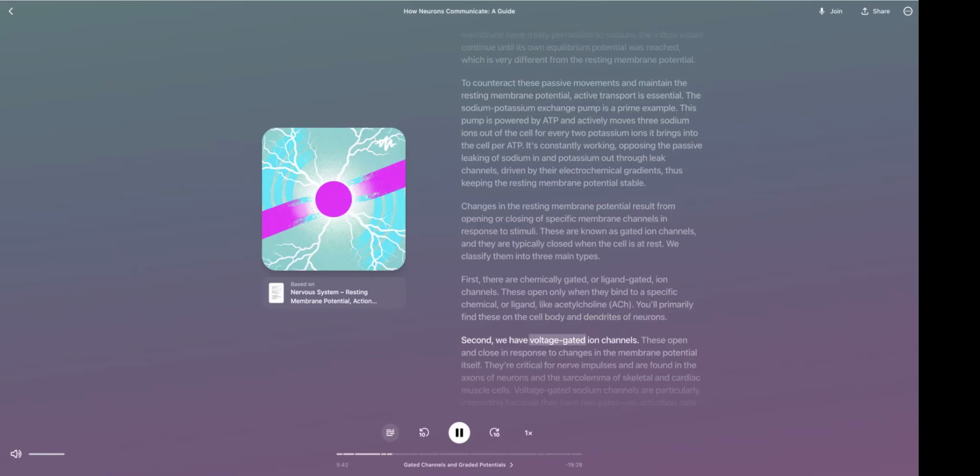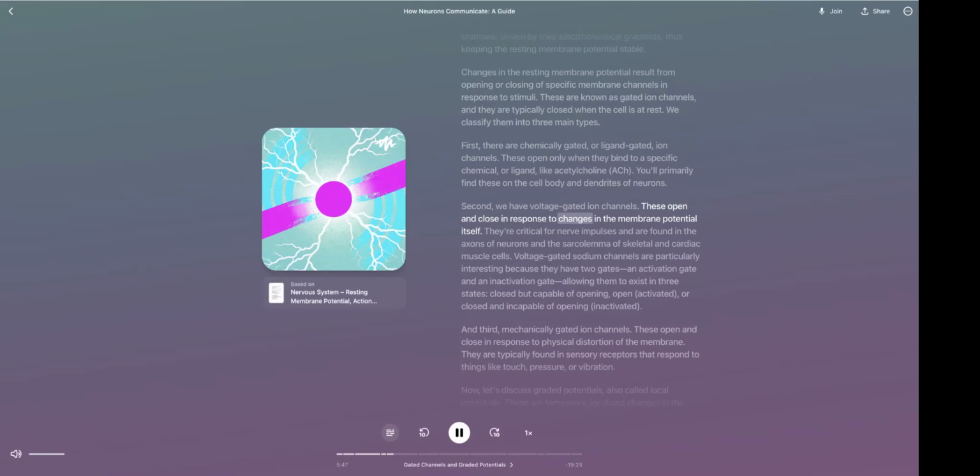Second, we have voltage-gated ion channels. These open and close in response to changes in the membrane potential itself. They're critical for nerve impulses and are found in the axons of neurons and the sarcolemma of skeletal and cardiac muscle cells.